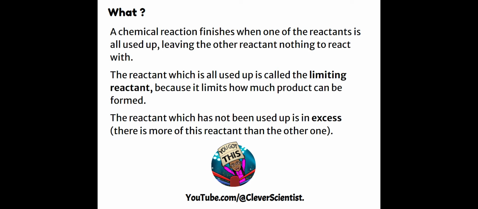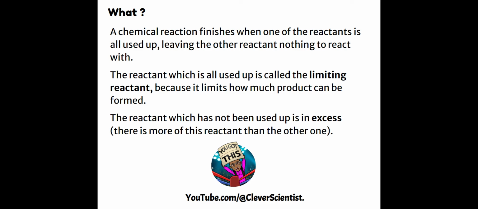A chemical reaction finishes when one of the reactants is all used up, leaving the other reactant nothing to react with. The reactant which is all used up is called a limiting reactant because it limits how much product can be formed. The reactant which has not been used up is in excess, i.e. there's more of this reactant than the other one.